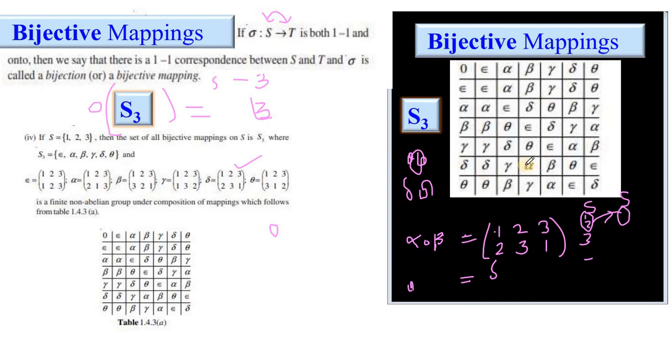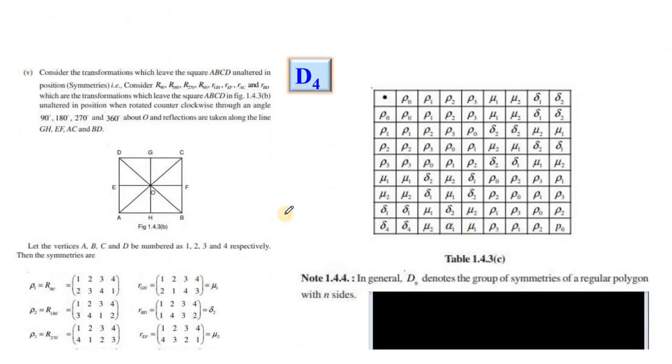In the same way, for any two elements, by considering the composition of mappings, we can easily fill up the table. This will be used whenever S3 is used in the context. So this is the table for your S3.